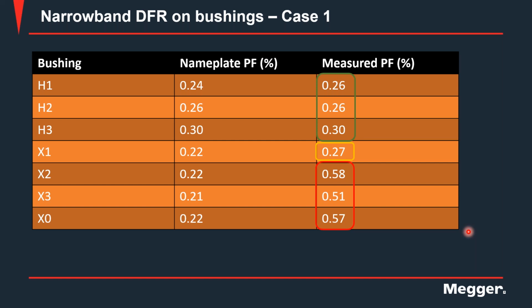Now, if you compare them with the nameplate values, yes, you can clearly make out the extent of the increase in power factors. But what if the nameplate was corroded? What if you didn't have that information? If you were to just look at the values themselves of individual bushings, they wouldn't still look bad. Well, the X2, X3, X0 bushings do look bad, but X1, for example, you would say nothing about it.